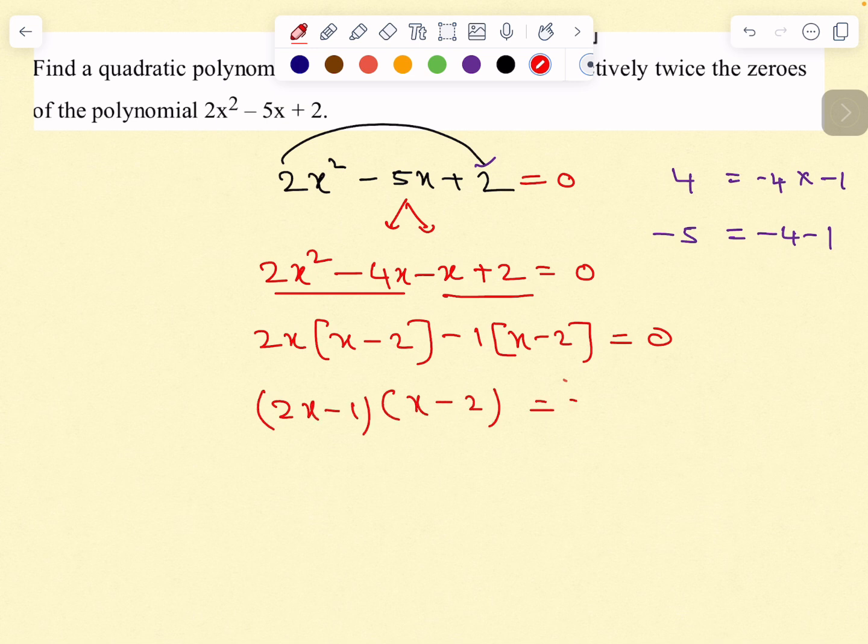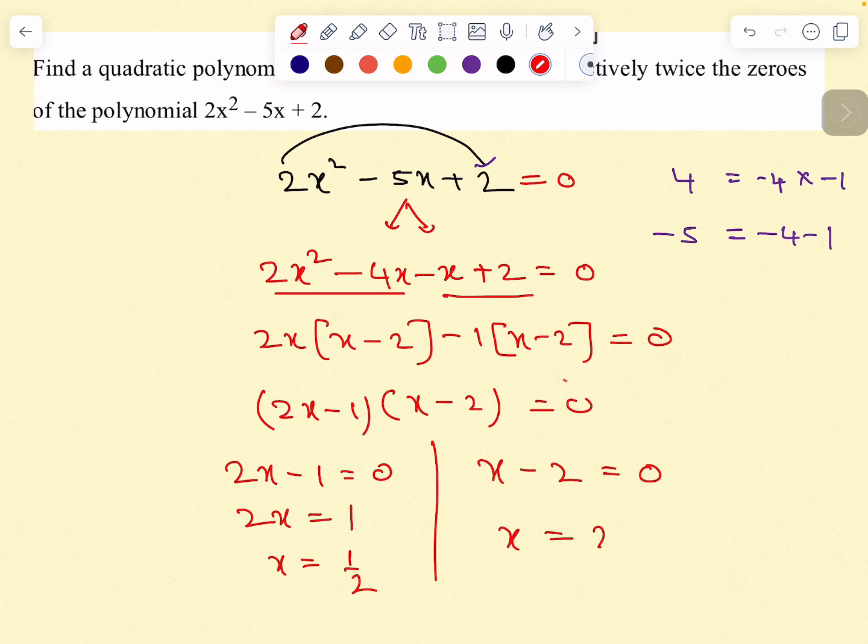So we have 2x minus 1 into x minus 2 equal to 0. Then make 2x minus 1 equal to 0, then 2x is equal to 1, then x equal to 1 by 2. So this is one of the zeros. And x minus 2 equal to 0 gives x equal to 2.